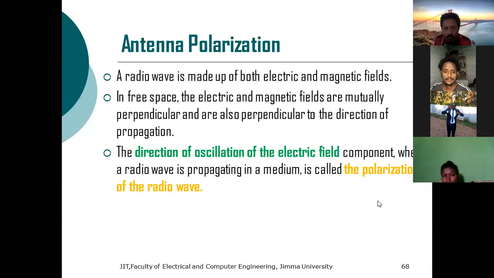For example, broadcast stations, like EBS, ETV, EBC, or any broadcasting station, promote their polarization. I think polarization is required to increase the efficiency during receiving. To increase the efficiency, that's right. What do we mean by efficiency here?